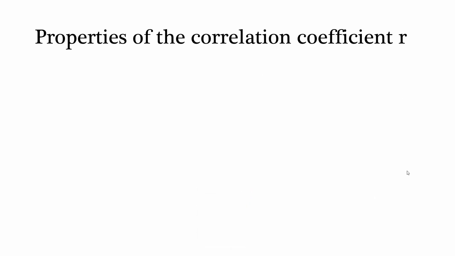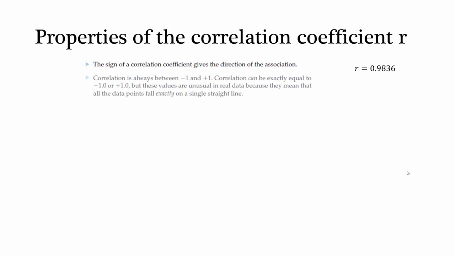Let's talk about the properties of this correlation coefficient r. So the calculator computed that r was 0.9836. But what is correlation actually telling us about the relationship between the number of railcars and the fuel consumed? Well, first, the sign of the correlation tells you the direction of the association. Positive r means the relationship is sloped in the positive direction. Negative r means the relationship has a negative slope. So it makes sense that r is positive in this case.